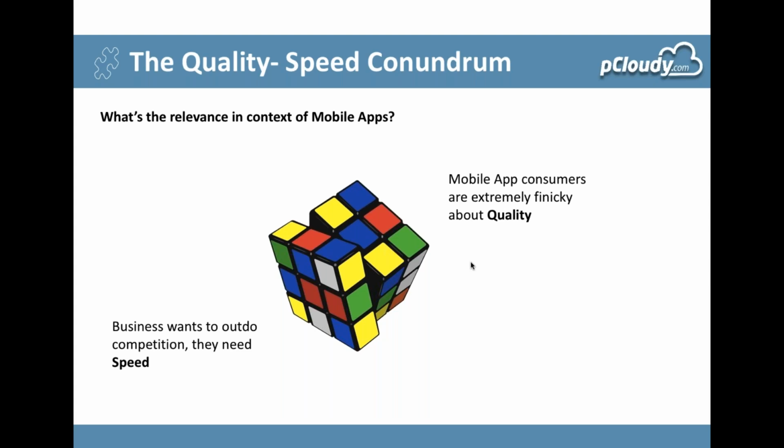For the same work that they want to do, they have so many options. So organizations and business teams want the releases to be done faster, primarily to outdo the competition. So it's all about speed as well. So the question is, how do we balance, or how do we achieve quality with speed? Coming back to the same conundrum, and this is true in context of mobile apps as well.